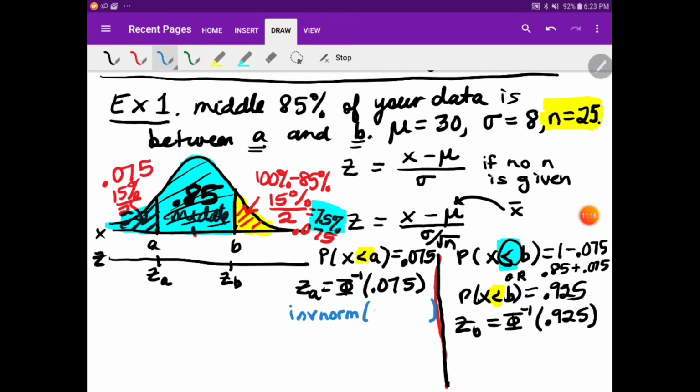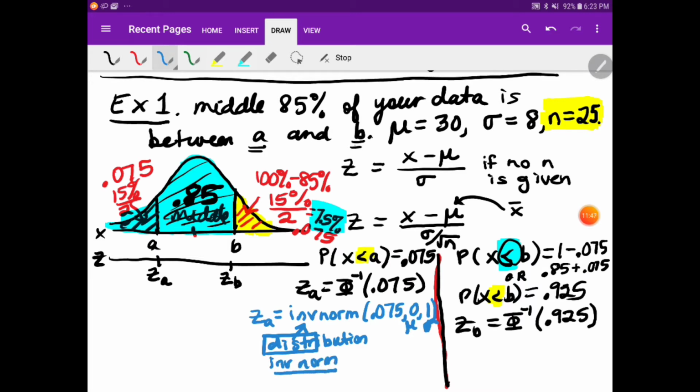Now you do inverse normal of the area to the left, and then you need to give it 0 and 1 for your mu and your sigma, because I'm looking for a z-score. So this is going to be ZA. This is how I'm going to figure it out. Now, inverse normal is on the distributions menu on the calculator. I think it's DISTR, and you're going to pick inverse normal.